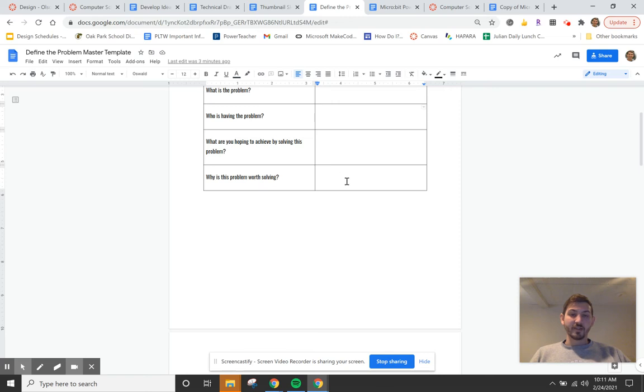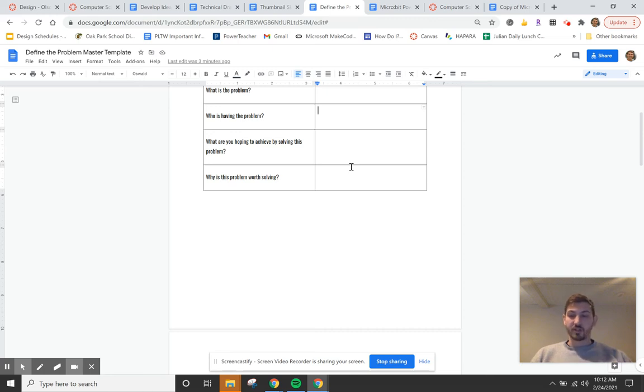And then lastly, why is this problem worth solving? You're going to justify why you're solving this problem. When we talk about justifying the problem, these are real world problems that you're doing. So why is this worth solving? It should not be so I can get a good grade in design class. The problem we're solving should have real life implications.